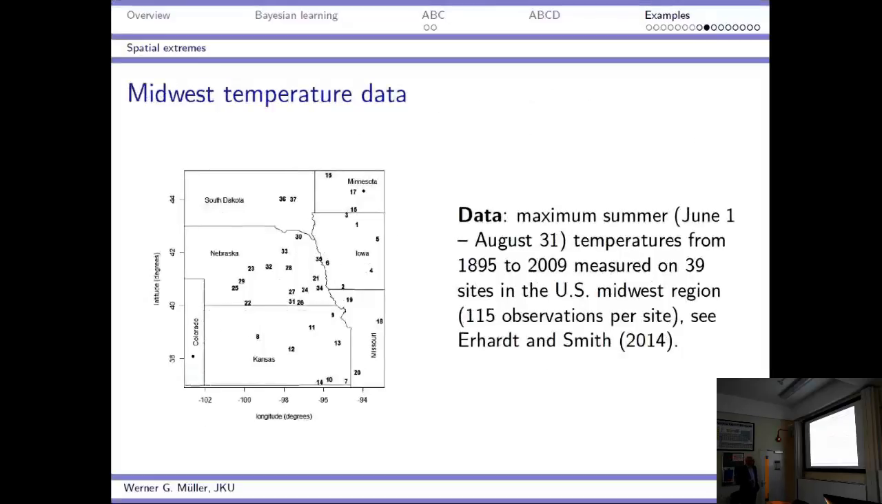Okay, so let's look at the data. This is the data that Erhard and Smith also used in their paper. It's maximum temperatures. We're concentrating only on the temperature part of the data set, from June 1st to August 21st, from 1895 to 2009, measured on these 39 sites, which is the Midwest region of the US. So we have 115 observations per site, and everything is quite well described in this paper by Smith.